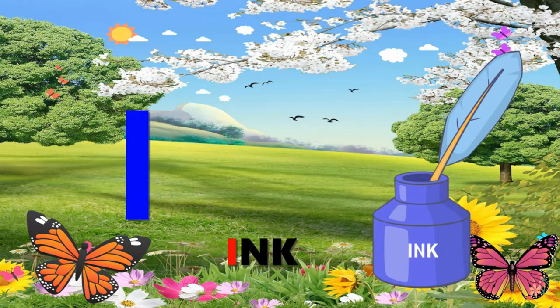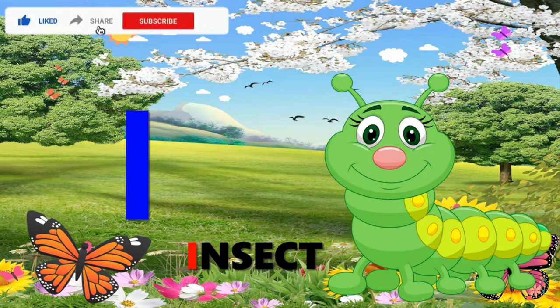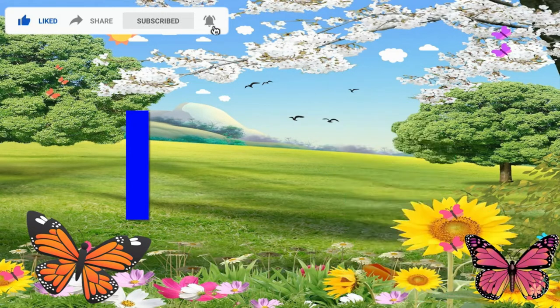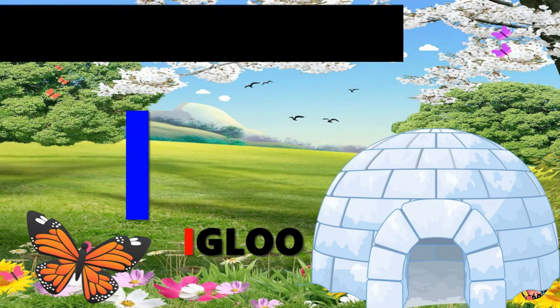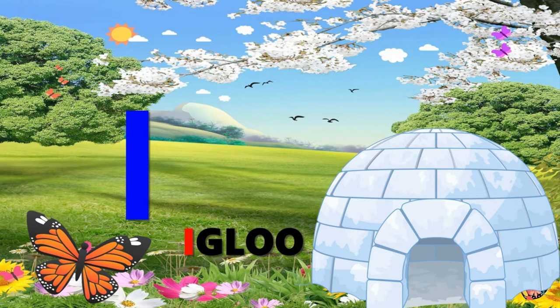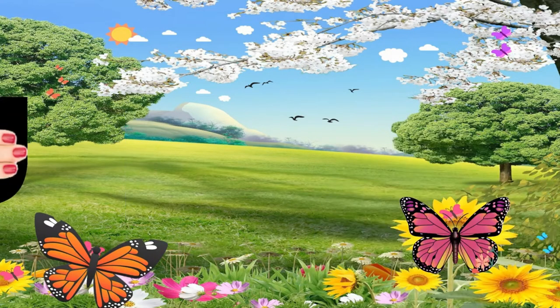I for ink. I, N, K. Ink. I for insect. I, N, S, E, C, T. Insect. I for igloo. I, G, L, O. Igloo.